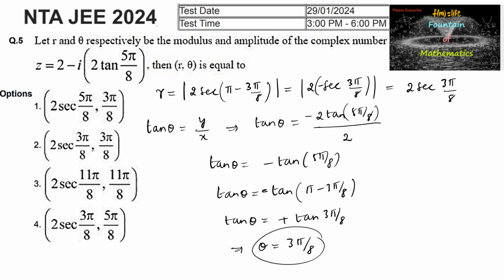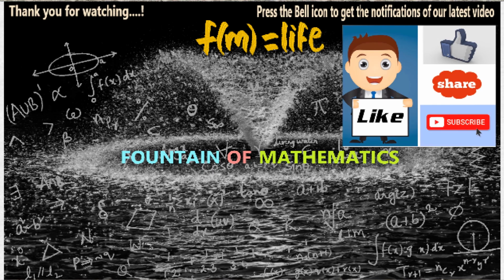So the argument or amplitude is 3 pi by 8 and the r value is 2 secant 3 pi by 8. So we can go with option 2, 2 secant 3 pi by 8 and 3 pi by 8, which is option 2. Option 2 is the answer.